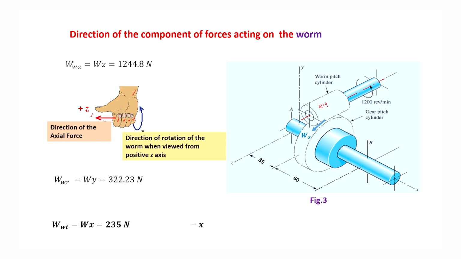And the radial force, WWR. We know that radial force always acts along the axis of rotation. So, axis of rotation towards this one, it means along the positive y direction, this WWR will act, and that is the positive y direction, it is shown here. And the tangential force will act opposite to the direction of rotation, and so it will be in the negative x direction. So, we got the direction of all the force components on the worm.